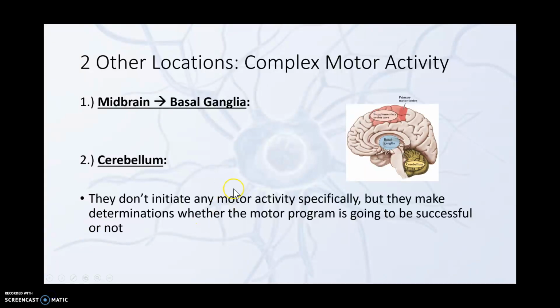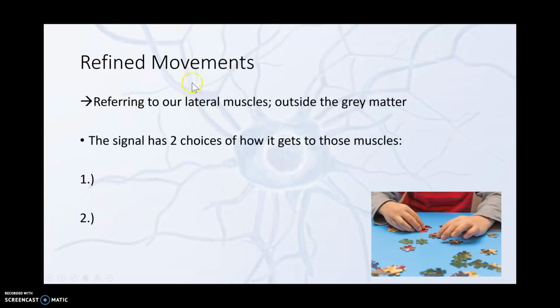Okay, so in our next video, we're going to continue this lecture with refined movements, and we're going to refer to our lateral muscles, and this is outside the gray matter, but we will continue with how to control refined movements and then postural control next, and relate those to the different tracts of the corticospinal tract.